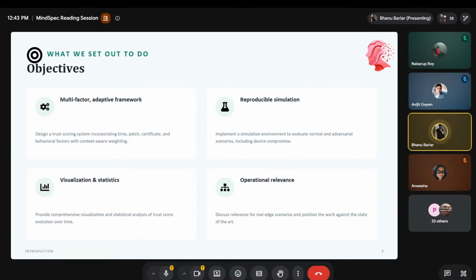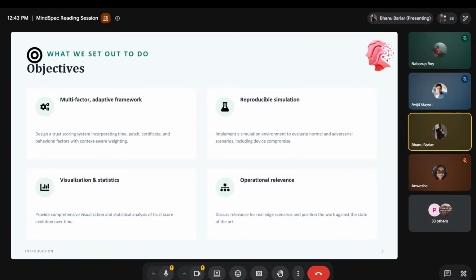Rather than producing only a final trust score, the framework continuously tracks how trust changes over time, making it easier to detect both gradual degradation as well as sudden attacks. Finally, the fourth objective is to ensure operational relevance. The proposed framework is designed to align with the NIST Zero Trust architecture and support practical deployment in real world edge environments. Together, these objectives establish a practical, adaptive, and context aware trust evaluation framework for a modern edge computing system.